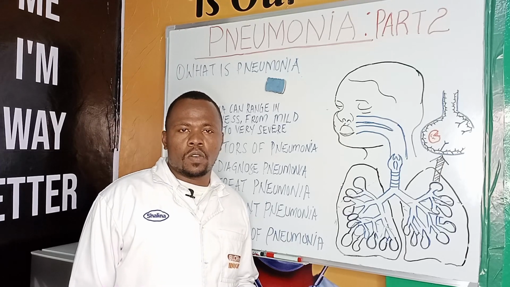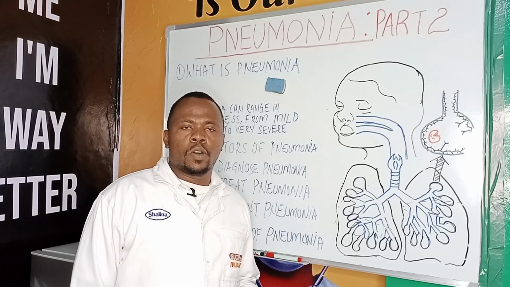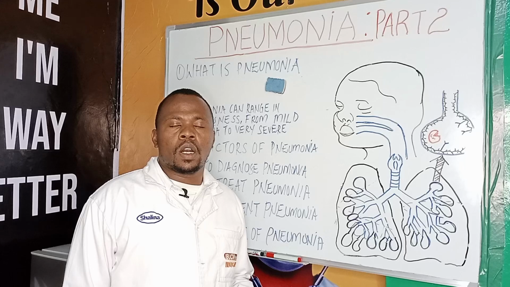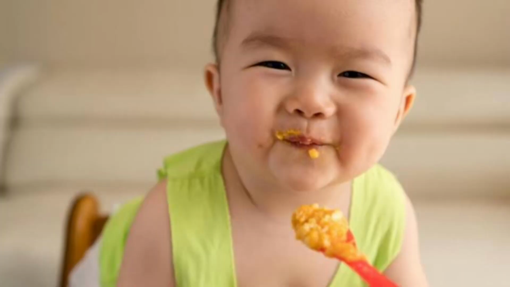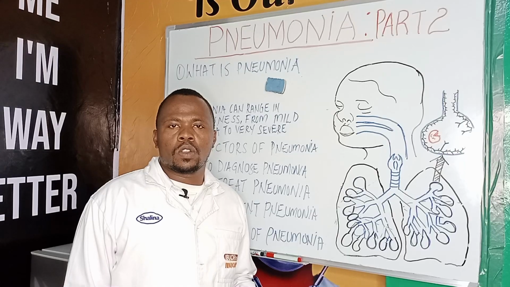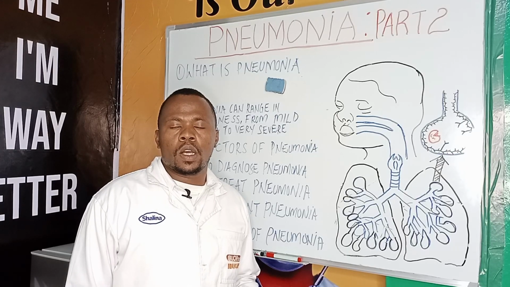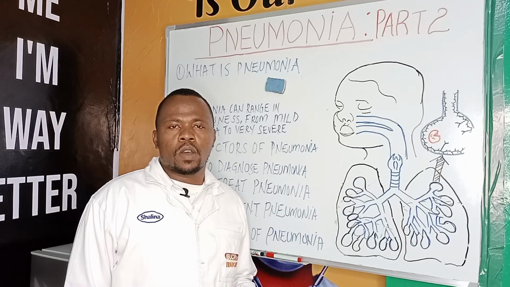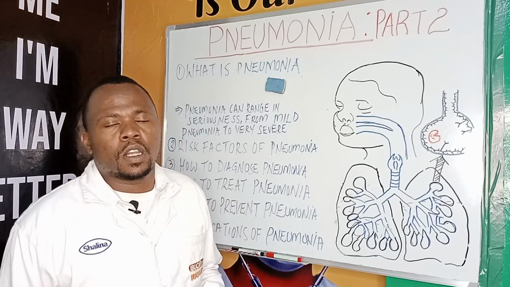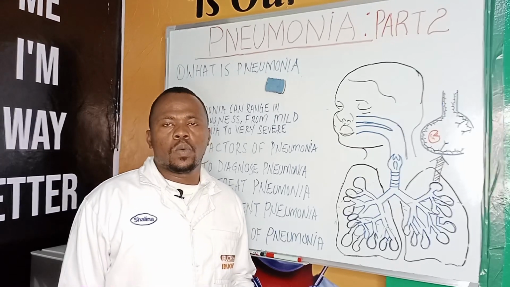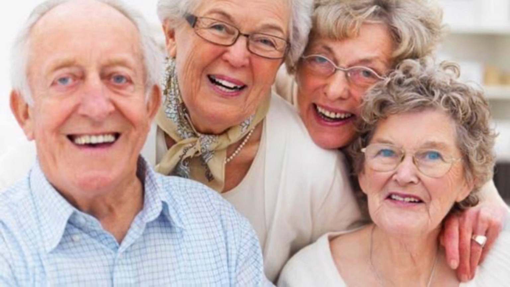People who are at risk of developing pneumonia or severe pneumonia are, one, children who are below 2 years. Children who are below 2 years do not have a mature immunity to defend themselves against these bacteria that cause pneumonia. Number two, we have elderly people who are above 65 years.